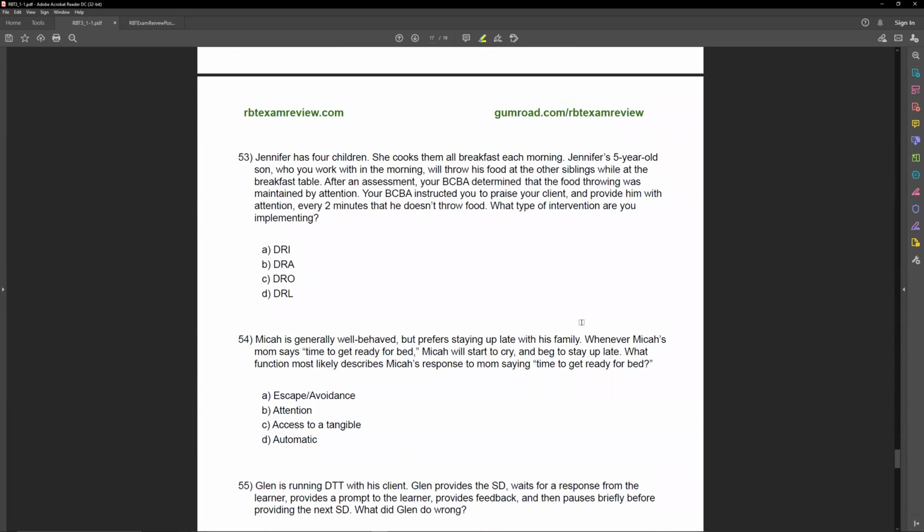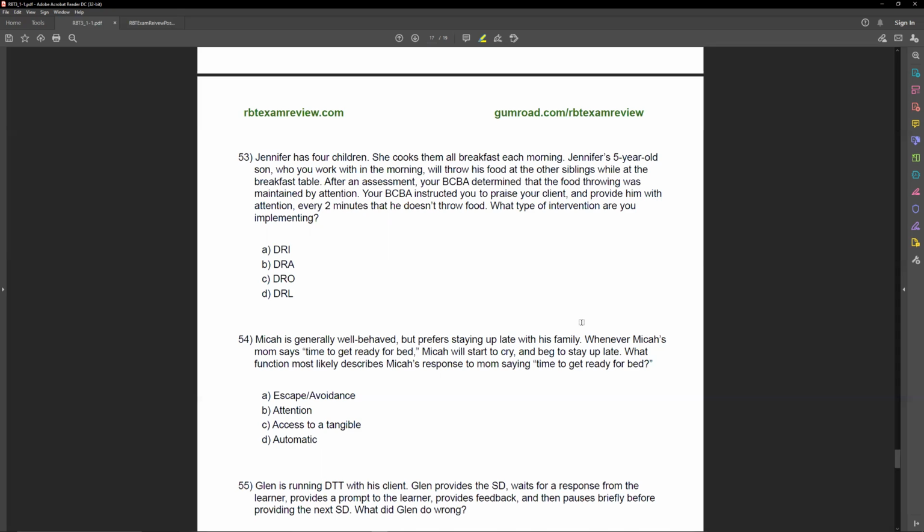53, Jennifer has 4 children. She cooks them all breakfast each morning. Jennifer's 5-year-old son, who you work with in the morning, will throw his food at the other siblings while at the breakfast table. After an assessment, your BCBA determined that the food throwing was maintained by attention. Your BCBA instructed you to praise your client and provide him with attention every 2 minutes that he doesn't throw food. What type of intervention are you implementing?